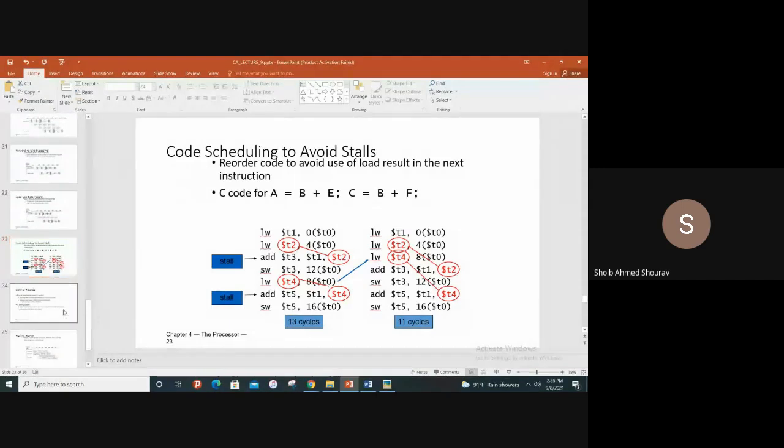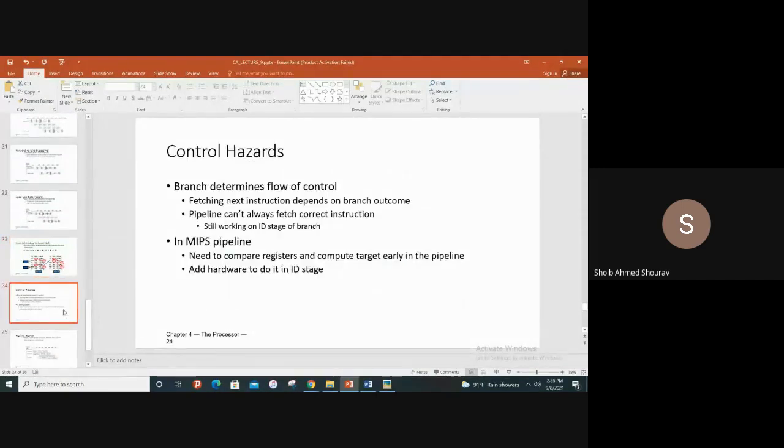Now, the last part, control hazard. Okay. Last part, interesting part. A branch determines the flow of control. If there is any instruction like branch on equal or branch on not equal, then there will be control hazards. If there is any branch instruction, there will be a control hazard. And what is that? Let me show you in the picture.